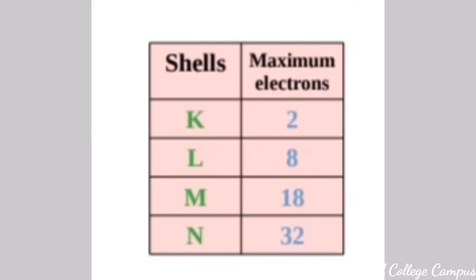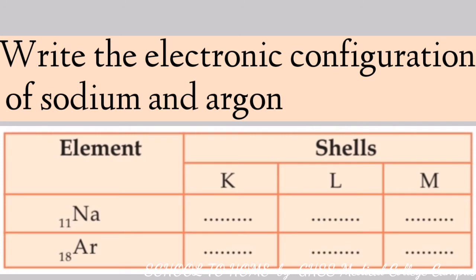And here I am giving you a table containing the maximum number of electrons that each shell can accommodate. This table is familiar to you as we studied this last year also. You take down this table also in your notebook. Okay, now let us write the shell-wise electronic configuration of some elements. Sodium with atomic number 11 and argon with atomic number 18. You complete this table in your notebook.